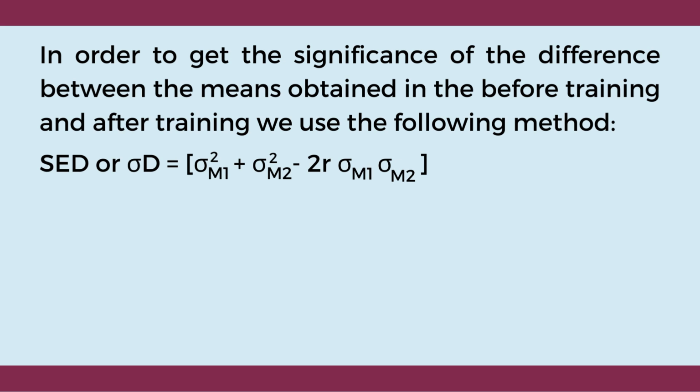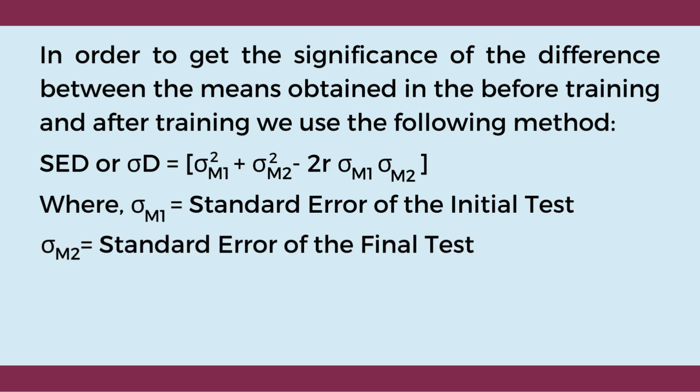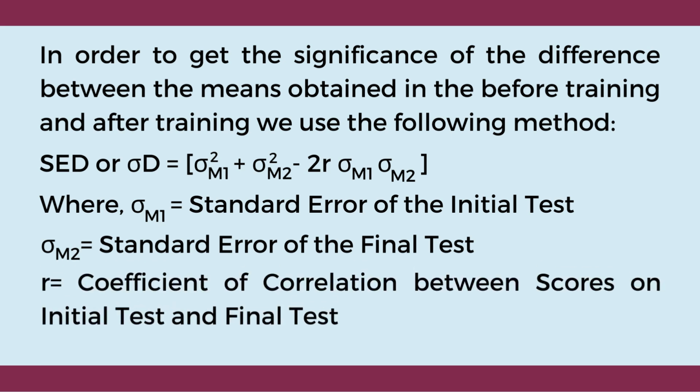Okay, sigma M1 refers to the standard error of the initial test, sigma M2 refers to the standard error of the final test, and r is the correlation coefficient between the scores of the initial test and the final test. Okay, and when we put all these values into the formula, we will get the value of t.